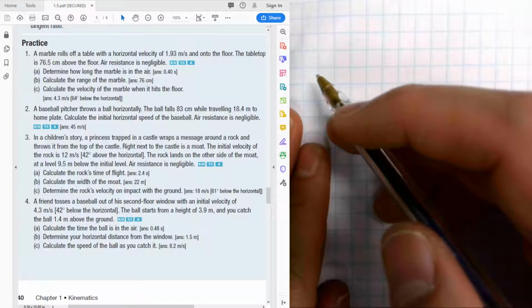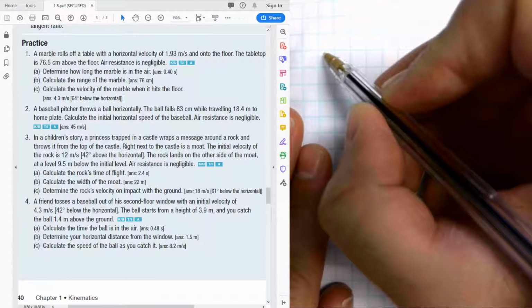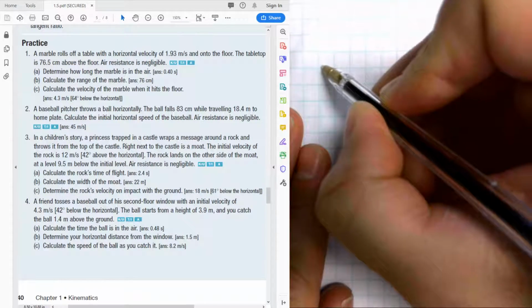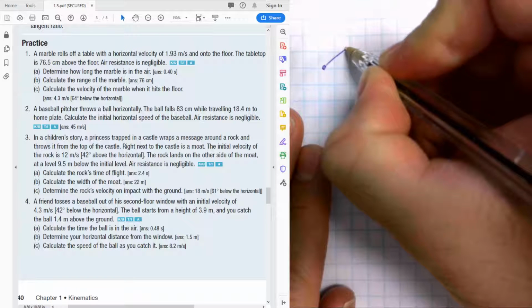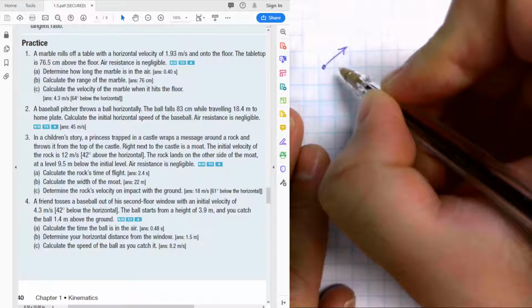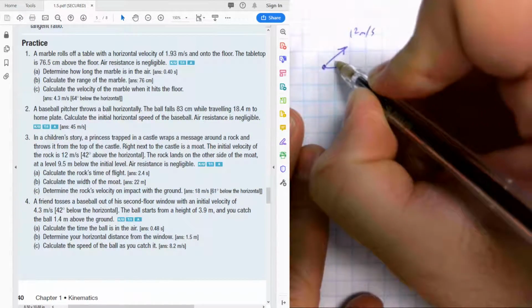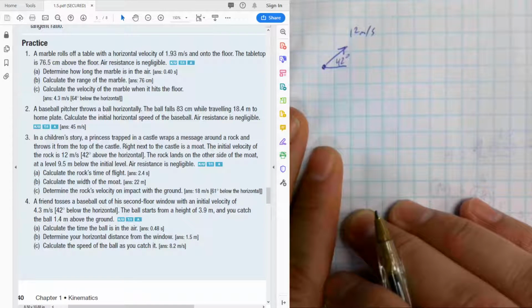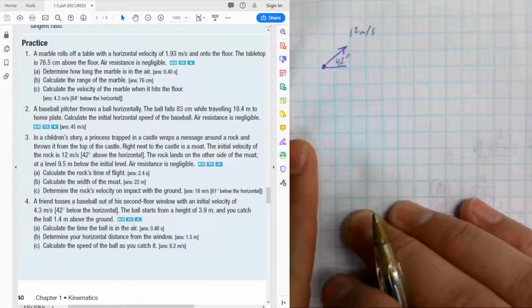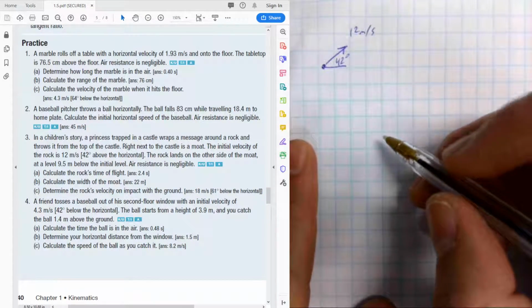It says here that in a children's story, a princess trapped in a castle wraps a message around a rock and throws it from the top of the castle. So what's happening here is we have a spot at the top of a castle. There's an initial vector that I believe is, let me just check here, it's 12 meters per second. And the angle is 42 degrees. So this is being launched at this velocity and this angle. The rock lands on the other side of the moat at a level 9.5 meters below the initial level.